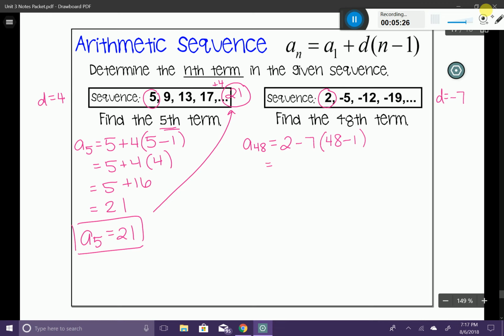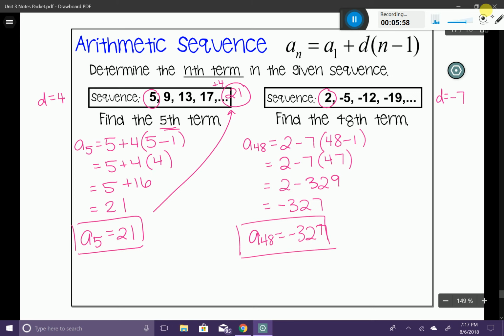Alrighty, let's go ahead and simplify. 2 minus 7 and then times 47. So I have 2 minus 329, which equals -327. Therefore, the 48th term in this sequence is going to be -327. Now, I don't know about you, but I don't really want to count those out by hand, so I want to use my formula to figure that out. But that's how you do it.